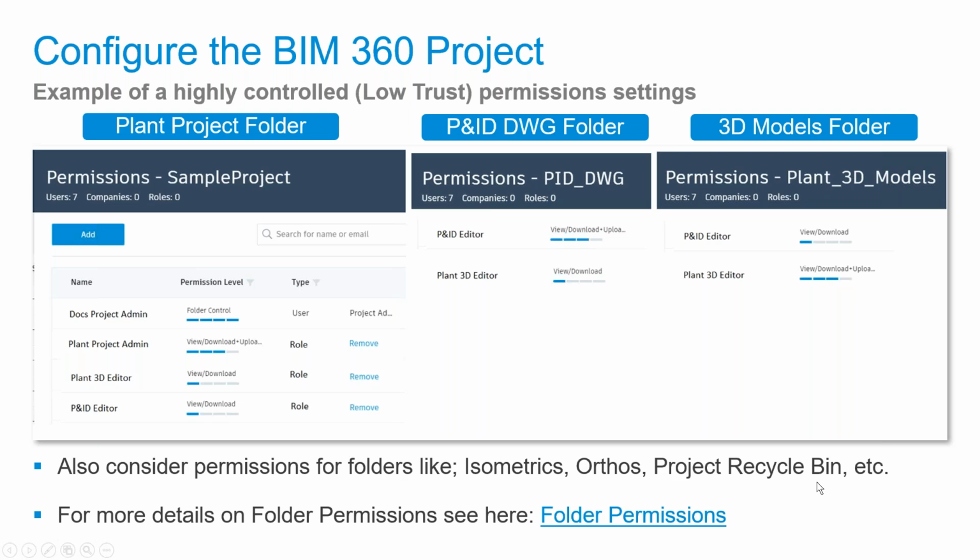And this is what it looks like once you get into it. This is just an example of a highly controlled system where you have a role for a P&ID editor and a Plant 3D editor, so that the P&ID editor has full rights to edit the drawings in that folder, but the Plant 3D editor can only view those, and then vice versa. The P&ID editor can only view the 3D models, but the Plant 3D editor can actually change those, someone like a pipe designer. And you also want to consider the other folders down there as well, like Isometrics, Orthos, Project Recycle Bin. That's probably something you'll have full access to everybody on. But basically, you want to go through that and make sure you've got everything set up at the beginning, including spec sheets, as you're setting up the project here.